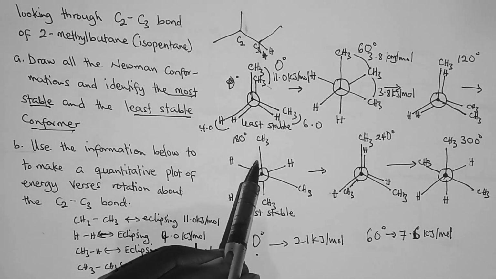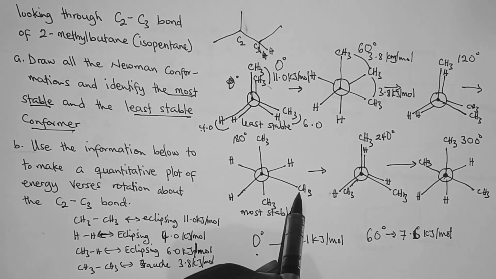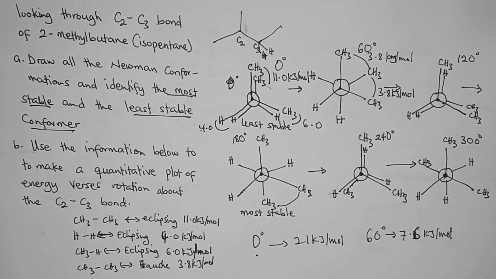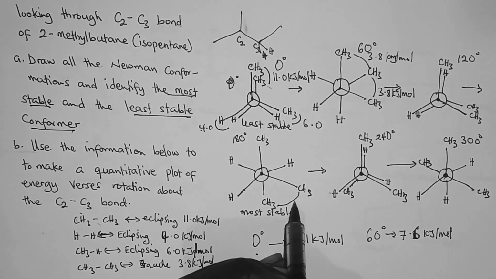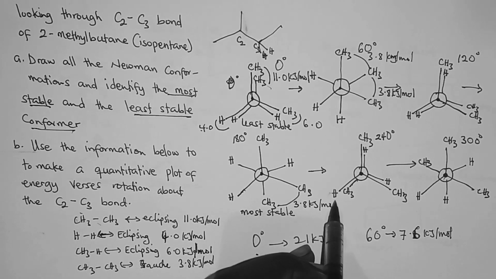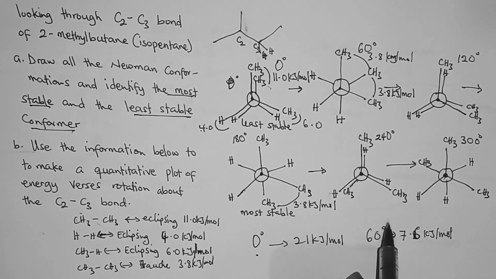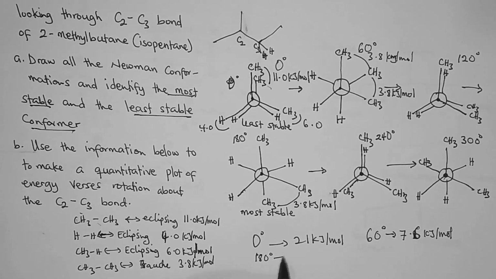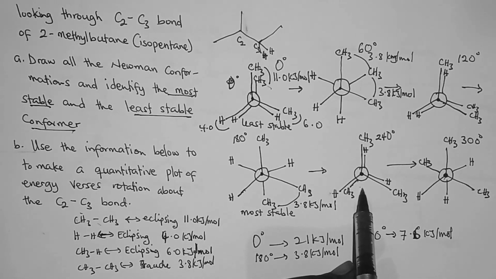Then let's come to this side. This side, the relationship is a CH3 gauche. That is the only energy we find among what was given here. And a CH3 gauche is 3.8. So this is 3.8 kilojoules per mole. Now, that corresponds to 180 degrees. So 180 degrees is 3.8 kilojoules per mole.